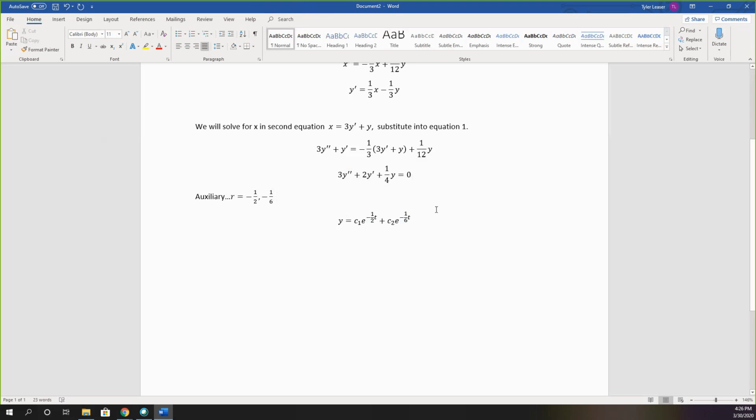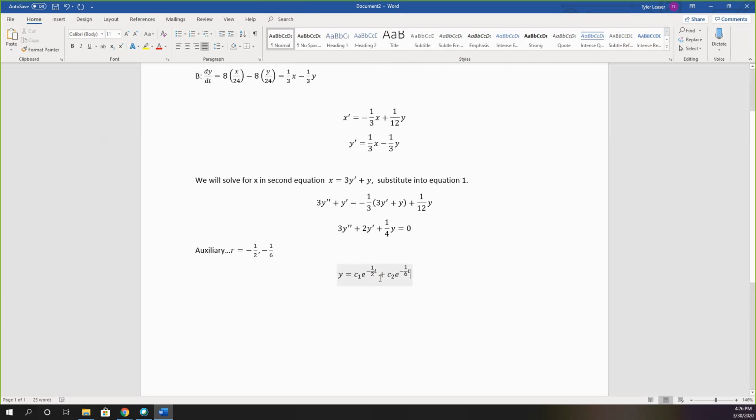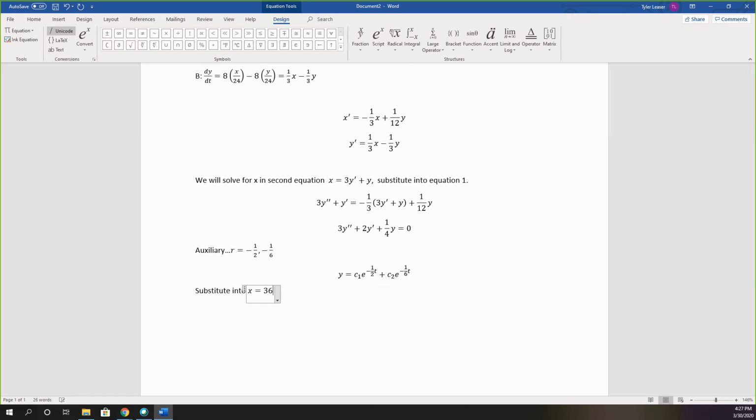Okay, cool. Now, this is the y. We have now solved for y. We just have to go back and solve for x. And it's not too hard because we know what x is in terms of y. x is just 3y prime plus y, so we're just going to substitute this into x equals 3y prime plus y.